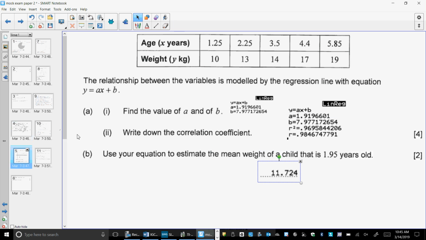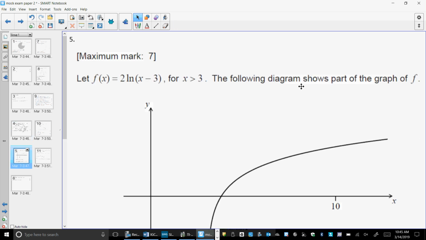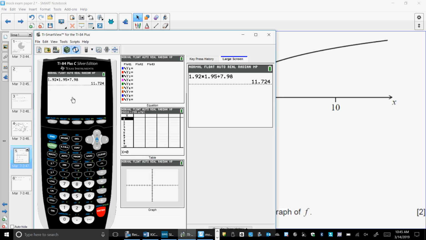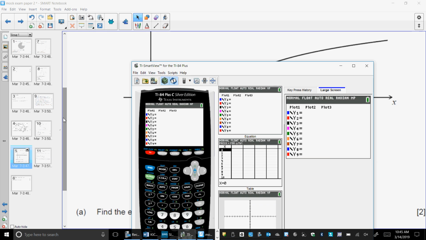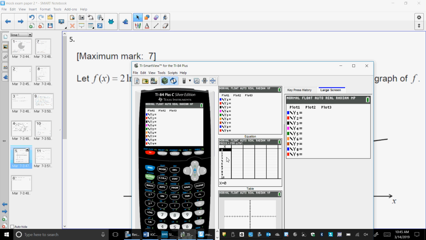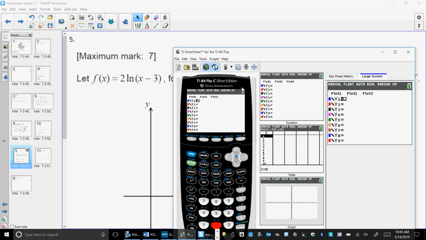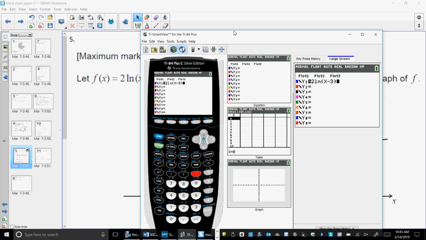Okay, next one. So here we've got a graph. We know this value is 10. The easiest thing, because it's on the calc paper, is to actually sketch it on there. So let's type that in. So 2 ln(x minus 3), close brackets.